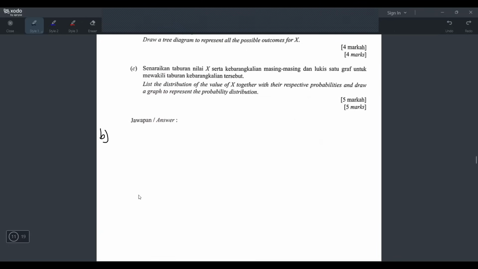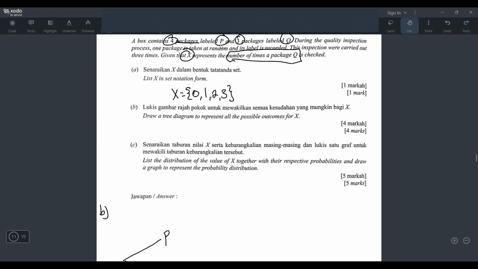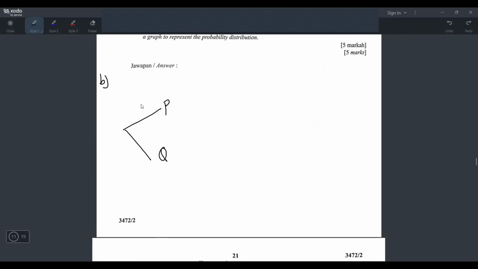Okay, now we can draw our tree diagram. So the first time I might get P package or I might get Q package, and the probability of getting P package is how much? P has 4, but the total is 4 plus 3, 7. So the probability is 4/7, right? And then this will be 3/7.